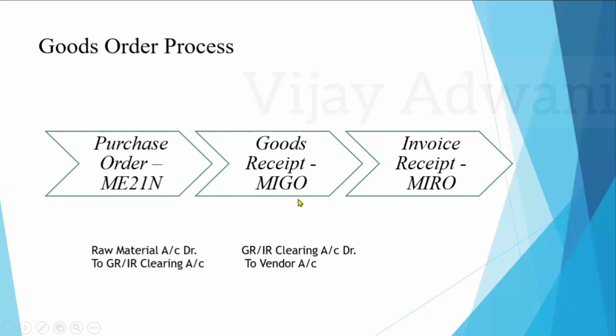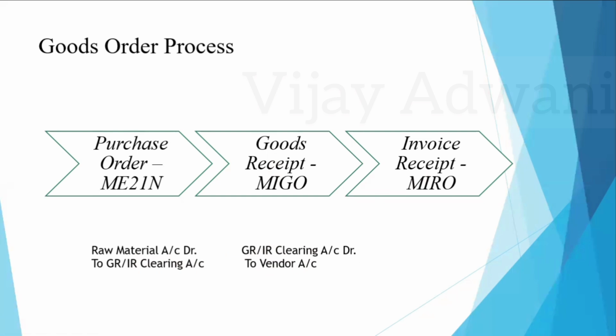Okay, so the only thing is to reconcile the position between the goods receipt and the invoice received. You create a reconciliation account called the GRIR clearing account. At the level of goods receipt, the entry is raw materials account debited to GRIR clearing. Why GRIR clearing? Because the vendor is still not in the picture. And at the time of invoice receipt, this GRIR clearing gets debited and the vendor account gets created.